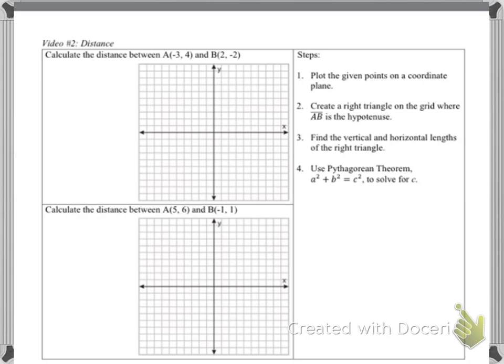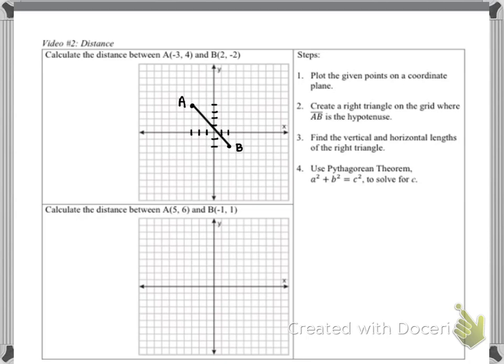So I have negative 3, 4. There's 1, 2, 3, and 1, 2, 3, 4. I'm going to plot that point and call it point A. I'm going to do the same thing with B. I've got positive 2, negative 2, and that's point B. Now I want to draw the line segment between the two.